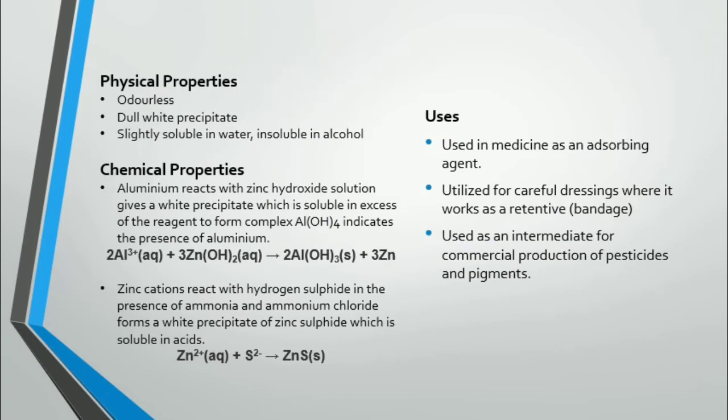Physical properties for this compound are: it is an odorless compound, it forms a dull white precipitate, and is slightly soluble in water, but insoluble in alcohol. Chemical properties are: when aluminum reacts with zinc hydroxide solution, it gives a white precipitate which is soluble in excess of the reagent to form complex aluminum hydroxide. It indicates the presence of aluminum.